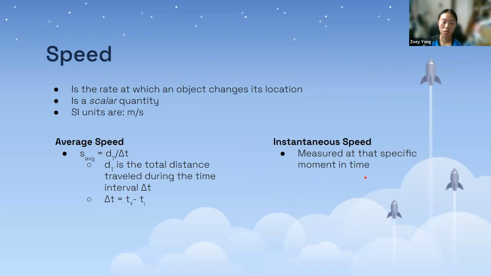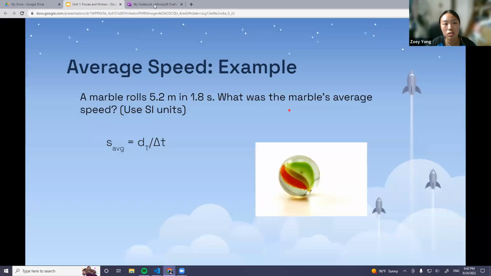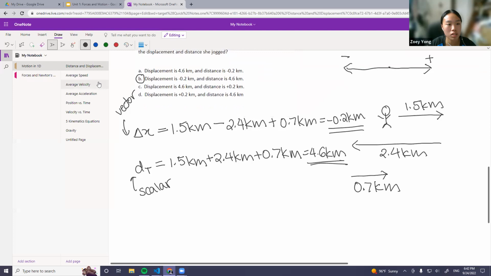But we're not going to do that because some of those problems are going to require calculus, and maybe all of us don't know calculus yet. So for now we're just going to stick to average speed. Now let's try an example. And okay, it's a marble example.